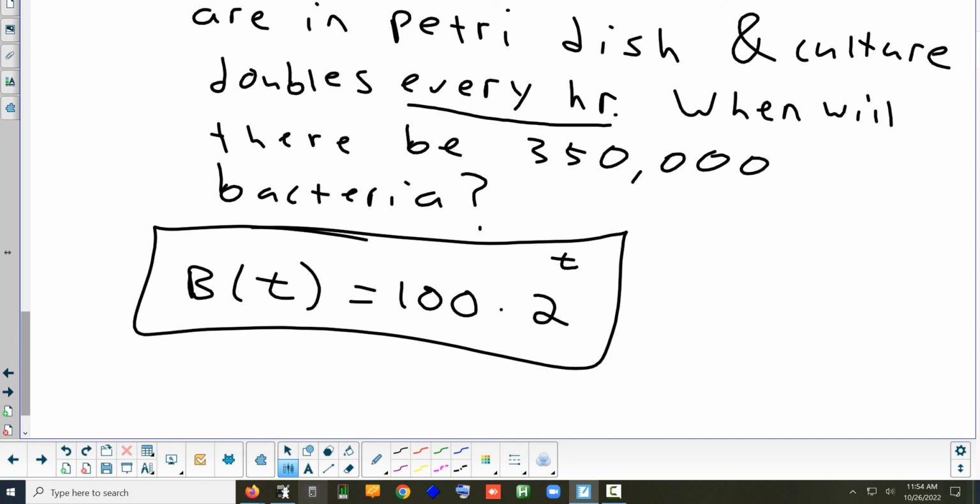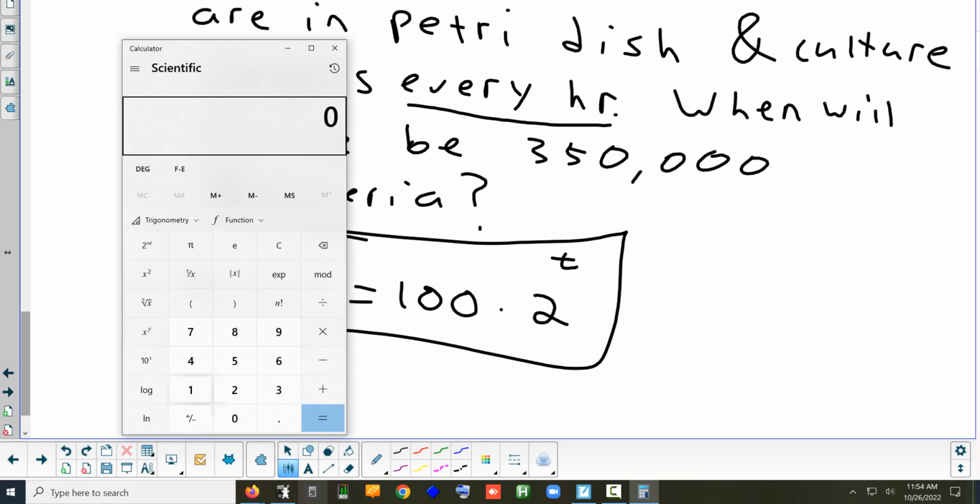Okay, and if you want a quick estimate, you could go, let's take 100. So that's after 1 hour. 2, 3, 4, 5, 6, 7, 8, 9, 10, 11, 12. So it's between the 11th and the 12th hour that we're going to get 350,000. So now I have a quick estimate. I can get my actual answer and make sure that it's 11 point something.